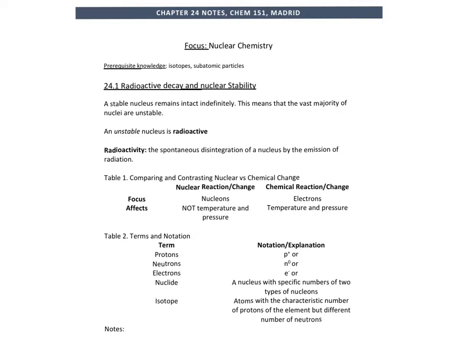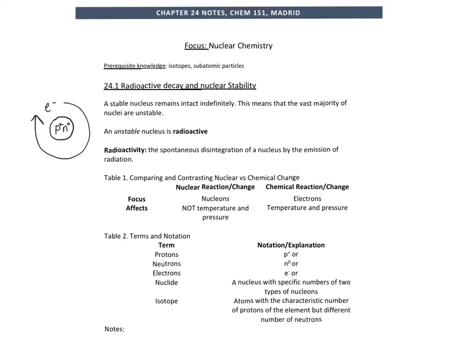So in case, again, you're kind of fuzzy on what I mean by a nucleus, inside the nucleus of an atom, there are protons and there are neutrons, and then on the outside there are electrons. So when we're talking about the stability of a nucleus, we're talking about this area right here. This is our nucleus.